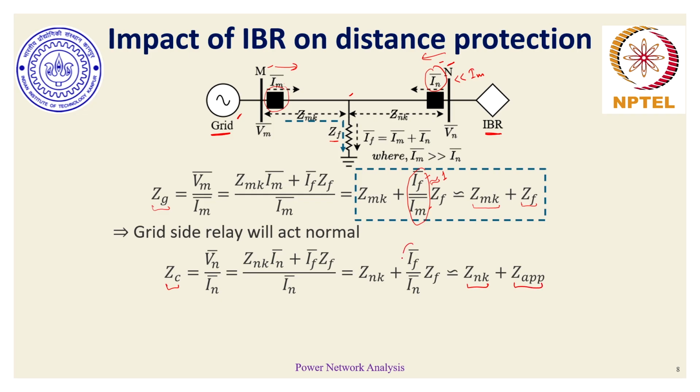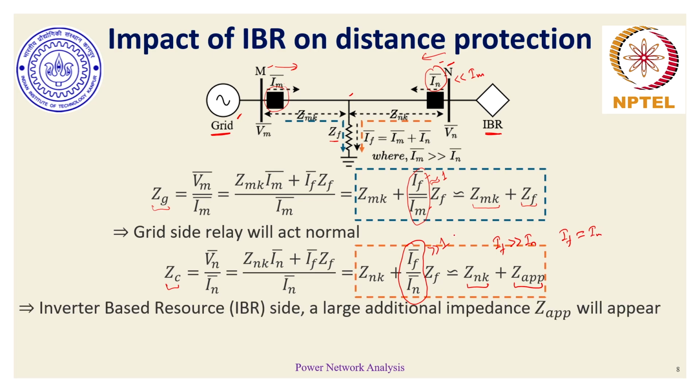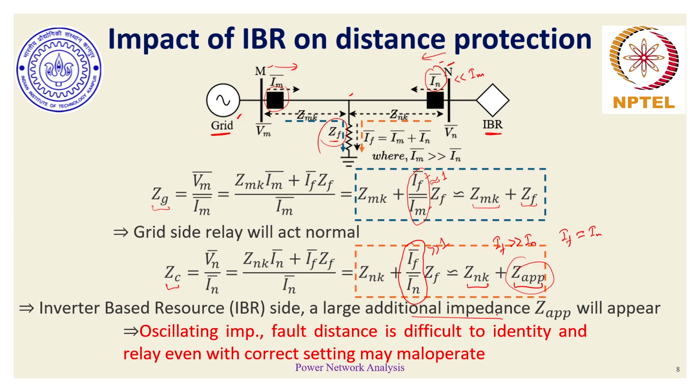Now, if we talk about this ZAP, which is dependent on this ratio, the fault current IF is significantly higher than IN. In fact, it is almost comparable to IM. IN contribution is much smaller, so this value would be much larger than 1. And for the inverter based side, what we see is that there is an additional factor which is much larger than the actual fault impedance, and hence a large impedance ZAP appears.